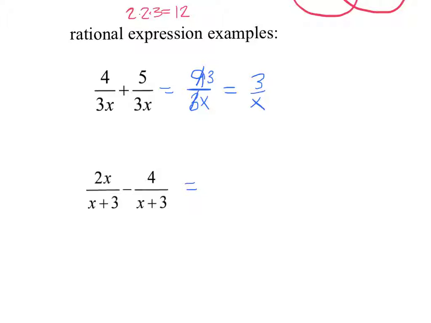Okay, on the next example, they already have a common denominator. Now look at this, 2 minus 4. 4 doesn't have an x on it like the 2 does, so you can't actually subtract them. So what you have to do is just write what you have. You have 2x minus 4 over x plus 3, and that would be your answer.